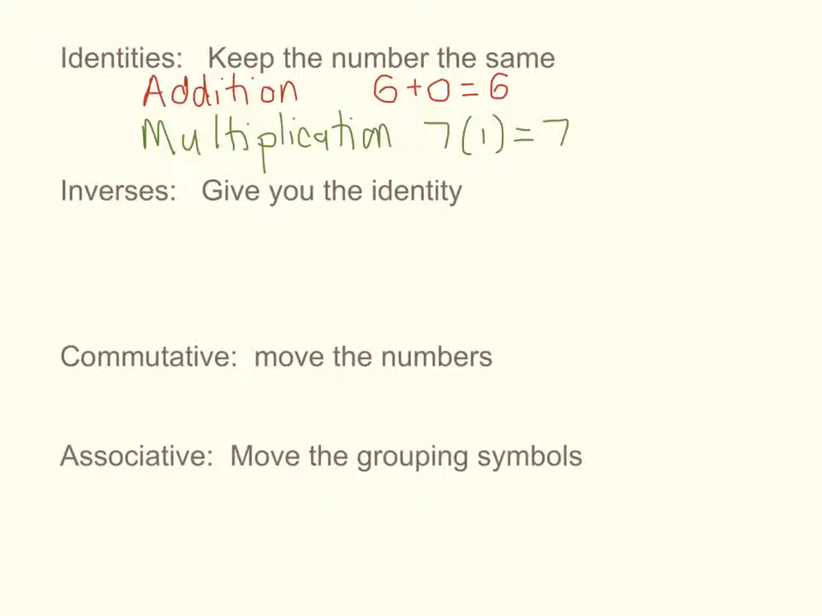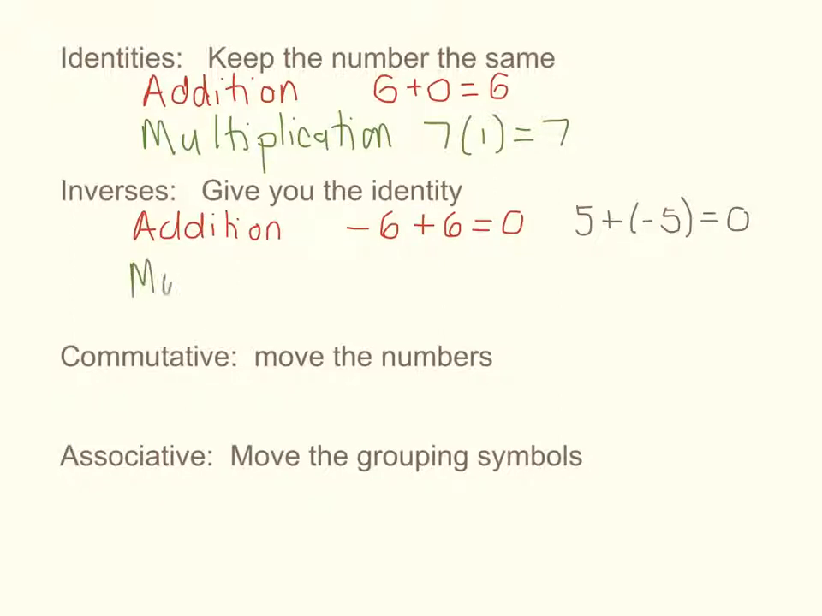We could then go ahead and look at the inverses. The inverses give us the identity. So for addition, they want us to equal 0. Okay, so I might have something like -6 plus +6 equals 0. Or we might have 5 plus -5 equals 0. Okay, so we want to get 0. We want to get whatever the identity is.